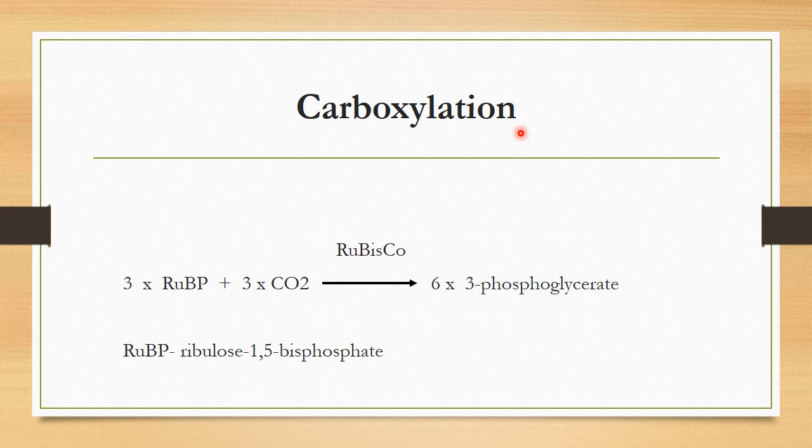The first step of the Calvin cycle is carboxylation. As I've already discussed, in this step 3 molecules of ribulose bisphosphate fix 3 molecules of carbon dioxide in the presence of a very important enzyme, that is Rubisco. You have to remember this enzyme. Without this enzyme the carboxylation step cannot happen, because this is the pacemaker of the Calvin cycle, very important for regulating this cycle. In the presence of Rubisco, 6 molecules of 3-phosphoglycerate are formed.